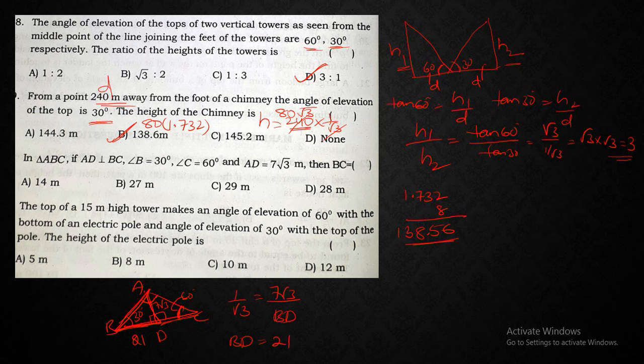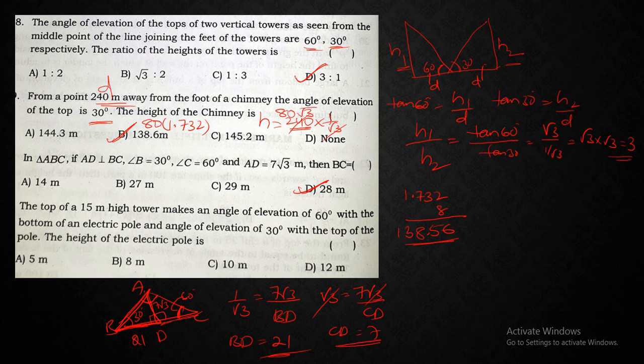Next, if I apply 60 here, tan 60 is equal to root 3. Root 3 is equal to 7 root 3 by CD. Root 3 gets cancelled. So CD is equal to 7. So when I add these two, 21 plus 7 is 28 meters.